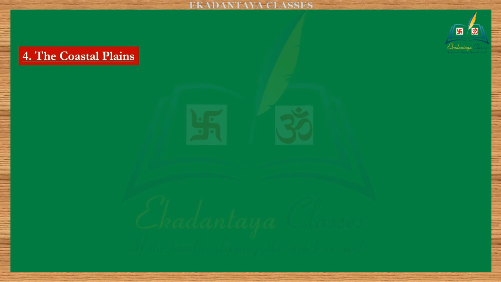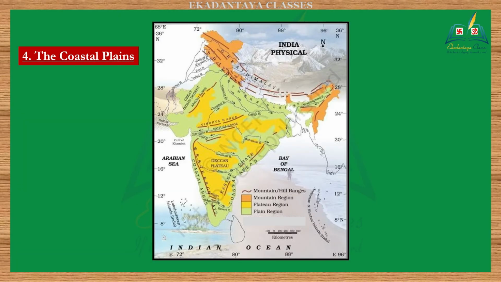The coastal plains. The plateau of peninsular India is fringed by coastal plains on either side. It extends from the Rann of Kutch in the west to the delta of the Ganga in the east. The coastal plain can be divided into two parts: the western coastal plain and the eastern coastal plain.